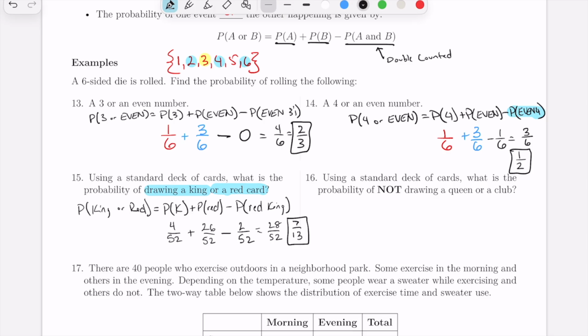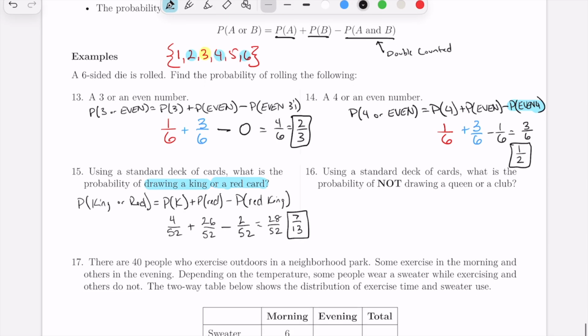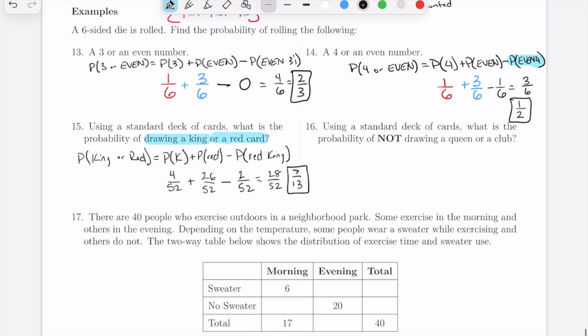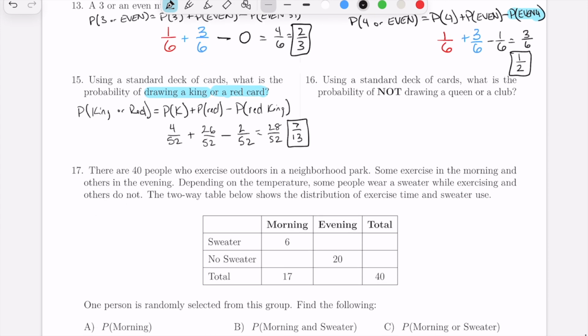Using a standard deck of cards, what's the probability of not drawing a queen or a red card? Sorry, a queen or a club. There is a common mistake that's made in a problem like this, and that is that maybe people might think about, let's try to not draw a queen and not draw a club. And they'd say, well, there's 48 out of 52 not queens, and not clubs, there's 39 out of 52, and then we get rid of the queen of clubs, right?